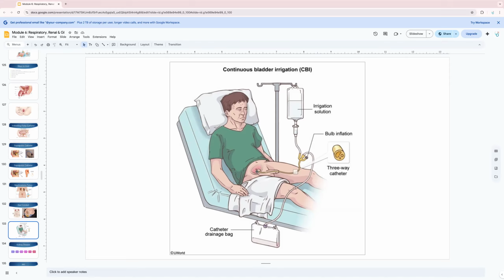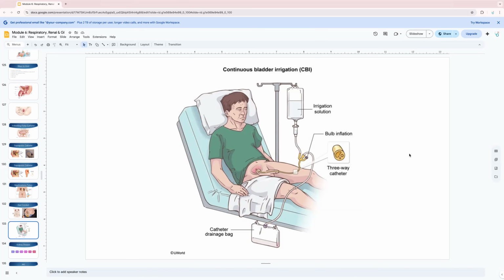When it's time to discontinue the continuous bladder irrigation, there will be a clamp here. We would clamp this shut, and then we would deflate the balloon. The balloon would be deflated by aspirating, by connecting the syringe and pulling back. The solution that was making the balloon inflated will be removed in the syringe, and then we can pull this out.